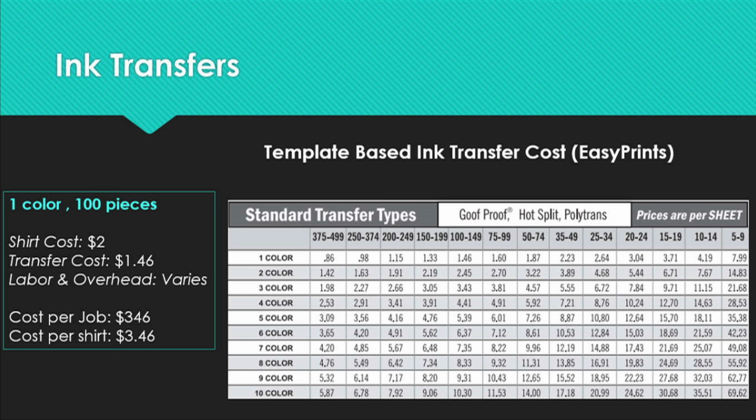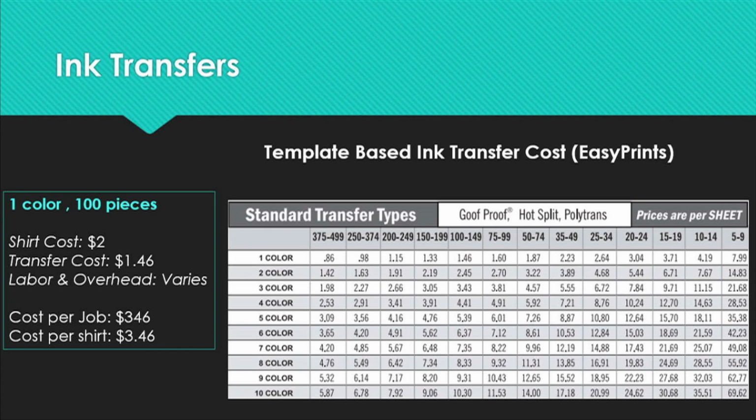So for 100 pieces, our total job cost is going to be $346, or the cost for shirt is $3.46. So just to kind of compare briefly to the screen printed cost for something of, say, 100, earlier I believe we had covered what a 72-piece job in one color would cost if you were screen printing in-house, and we found the final cost to be $2.48.